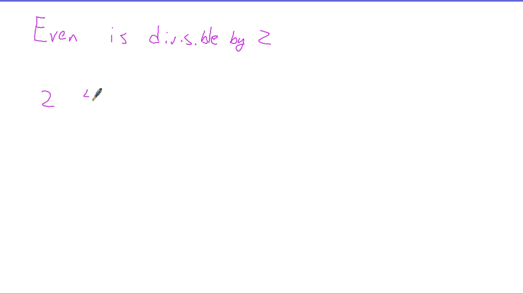So count by twos, 2, 4, 6, 8, 10, 12. You can see I'm only creating even numbers as I count by twos. Matter of fact, the definition of an even number is a number that is a multiple of 2. So as you count by twos, you're always having even numbers. So if I had a large number like 1086, of all the other things that it might be divisible by, I can be sure that it's divisible by 2.